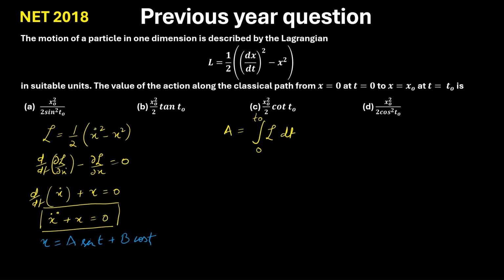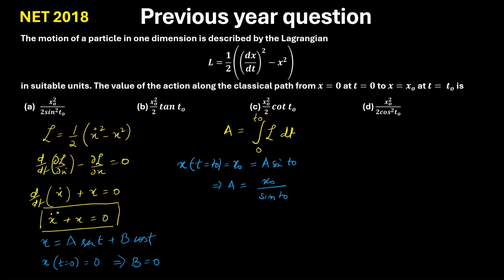Now this is the general solution. So what can I do? I can substitute the initial condition. When x at t equals 0 is 0, if I substitute this, then from this condition I can get b equals 0. Now what about x at t equals t naught? It is equal to x naught. So that gives, since b is already 0, a sine t naught. So from this I can get a to be x naught divided by sine of t naught.